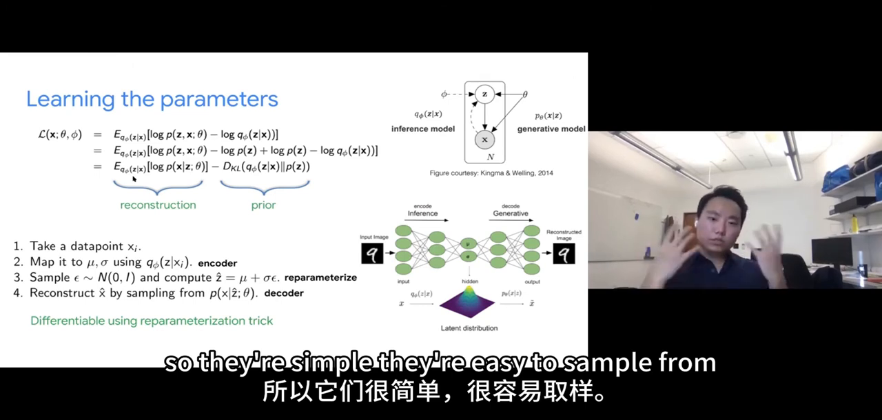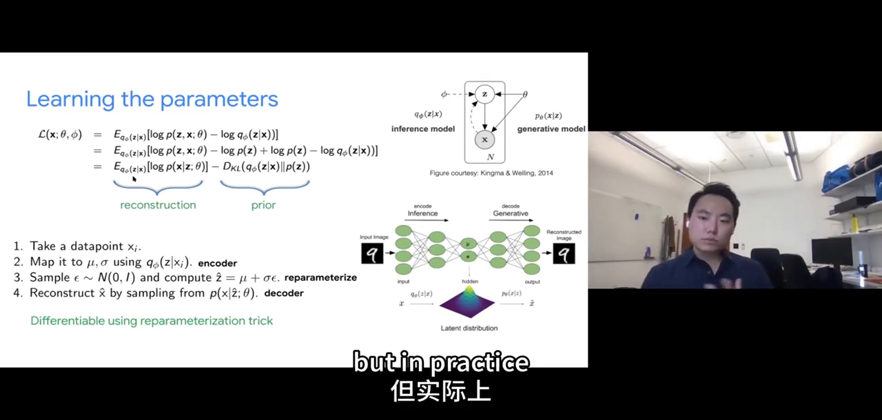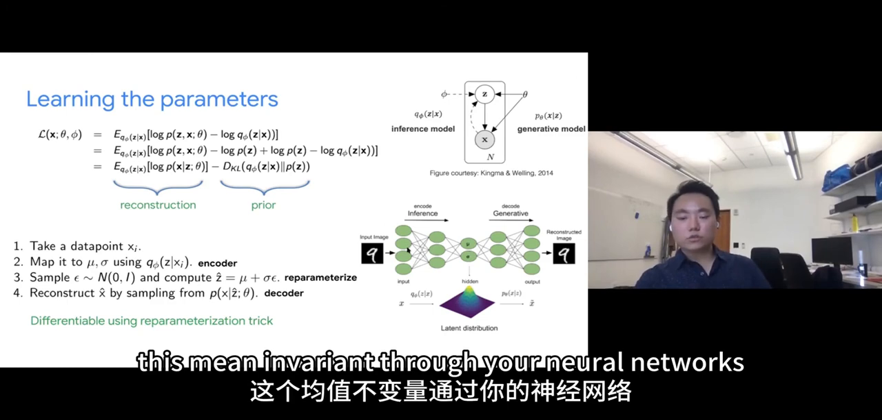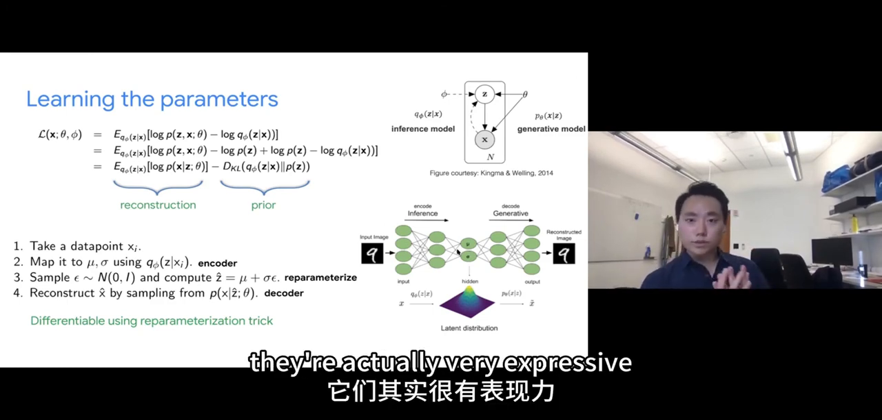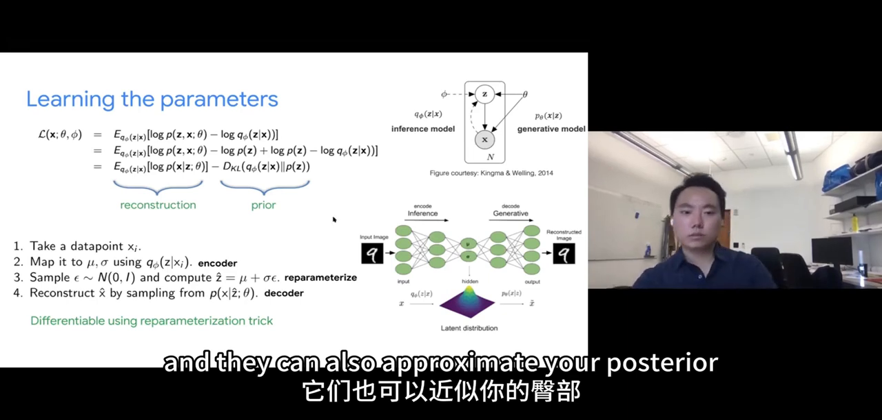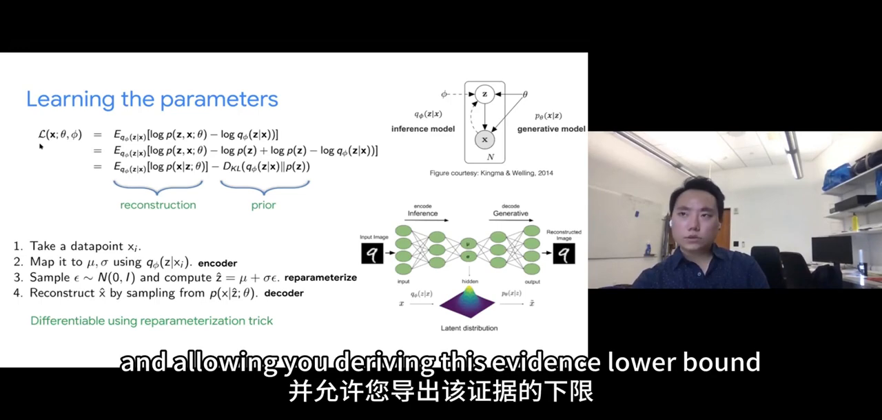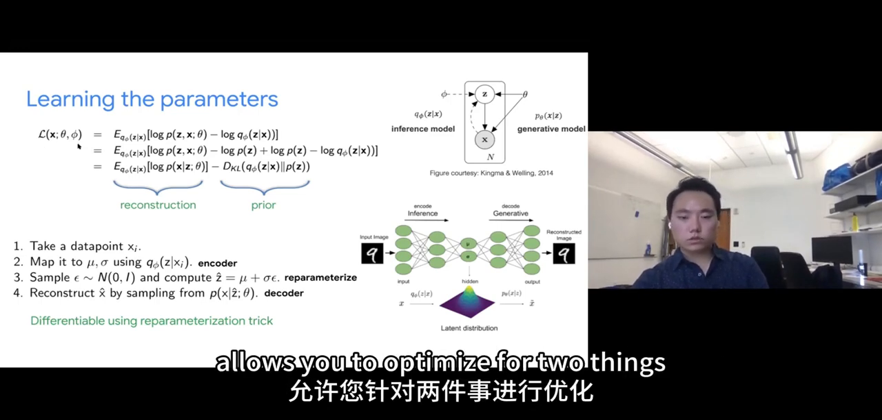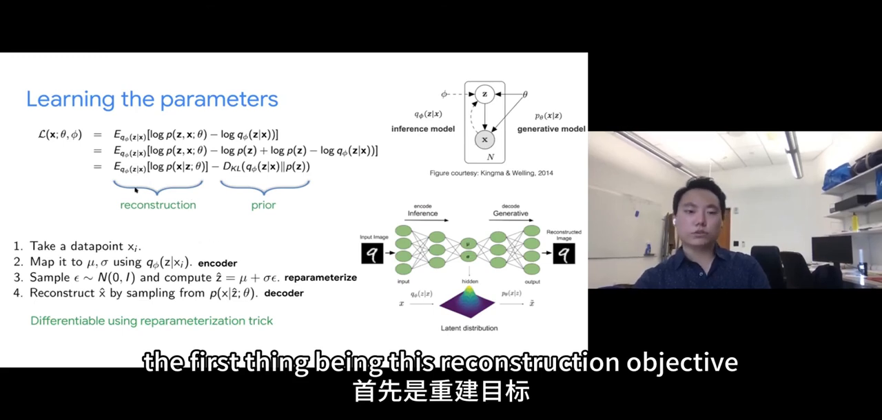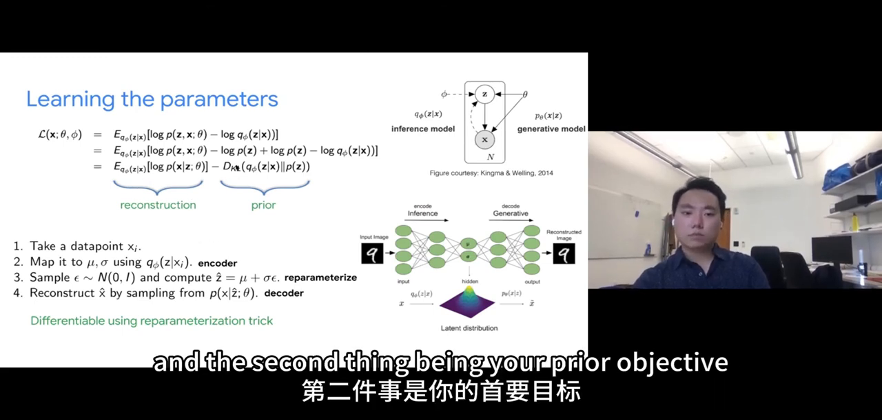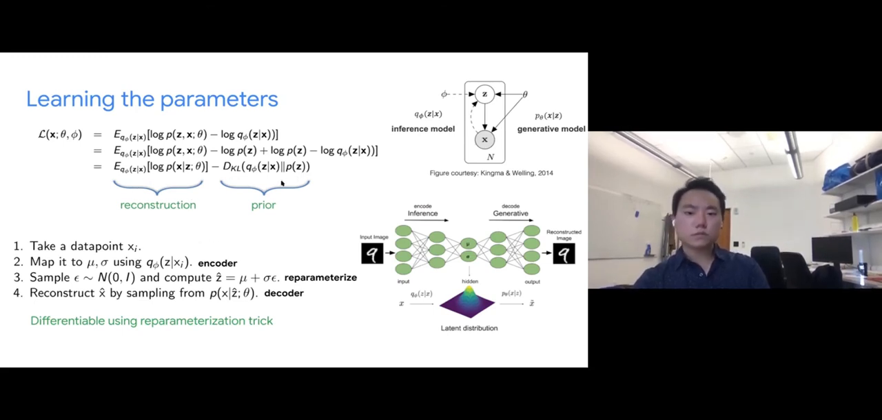So they're simple, they're easy to sample from, but in practice, because we're actually learning this mean and variance through your neural networks, they're actually very expressive, and they can also approximate your posteriors. And deriving this evidence lower bound allows you to optimize for two things. The first thing being this reconstruction objective, and the second thing being your prior objective.